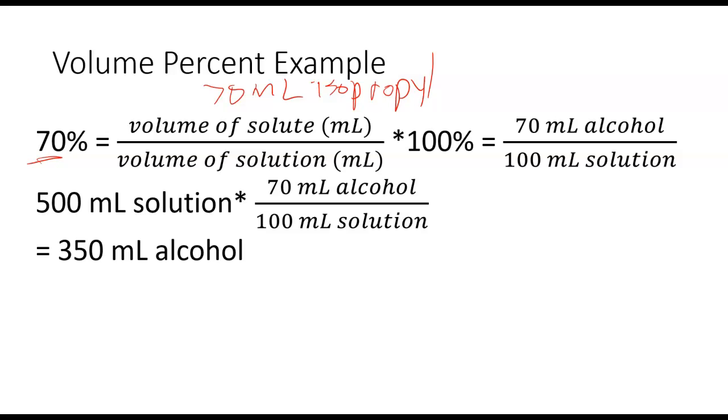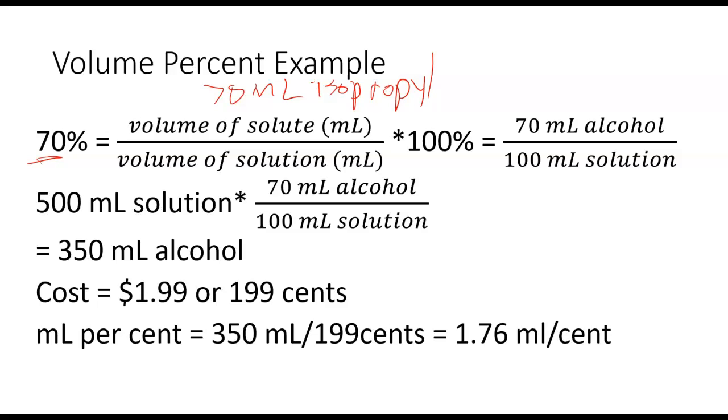Now, I want to use this value, so I want to look at the cost, which is $1.99 for that bottle, or 199 cents. So I'm just going to figure out how many milliliters of alcohol I can get per cent. I'm just going to divide this through. I'm not going to go through the math too much. It's just a way that I'm using to compare it.